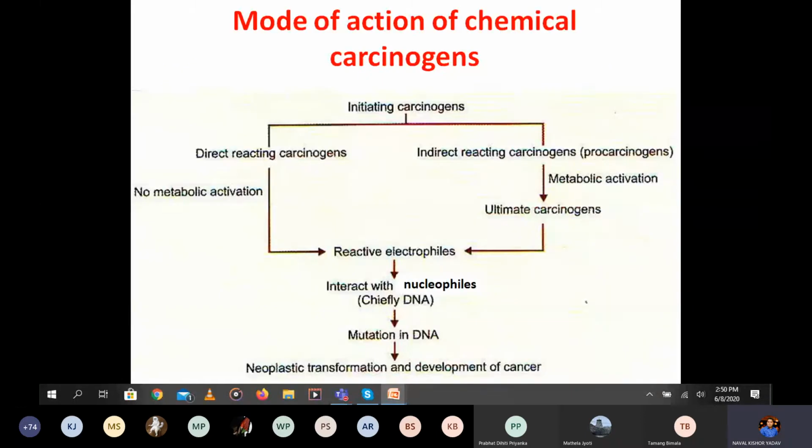This is the mechanism of action in both groups, how they develop into cancer. Direct acting carcinogen: no metabolic activation, reactive electrophiles interact with nucleophiles, that is our phosphate group. Mutation in the DNA, and finally cancer develops. Second group, indirect acting carcinogens: requires metabolic activation and then the same pathway. It can bind to the DNA, mutation in the DNA, and finally there is development of cancer. So this is the way chemical carcinogens can cause cancers. They cause mutation in the DNA by binding to the DNA.